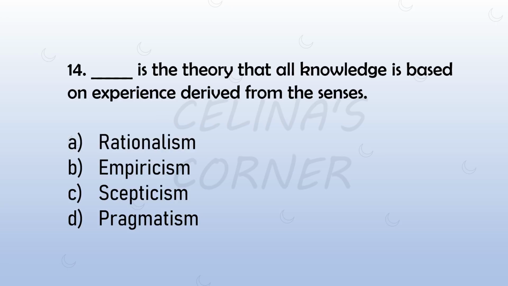Question 14. Dash is the theory that all knowledge is based on experience derived from the senses. Senses being our five senses of sight, smell, touch, hearing, and taste. Option A, rationalism. Option B, empiricism. Option C, skepticism. Option D, pragmatism. These are all theories in psychology. We need to concentrate on rationalism and empiricism. Our correct answer is option B, empiricism, because this is the theory that says that experience is the primary source of knowledge, and rationalism is the theory that says that reason is the primary source of knowledge. There are other sources of knowledge as well, like introspection, that is looking into ourselves, memory, testimony, intuition, etc.